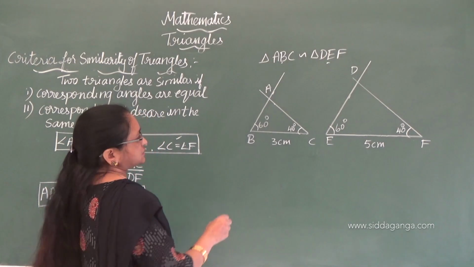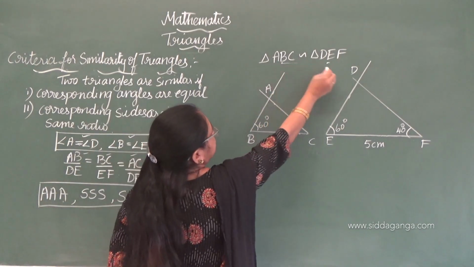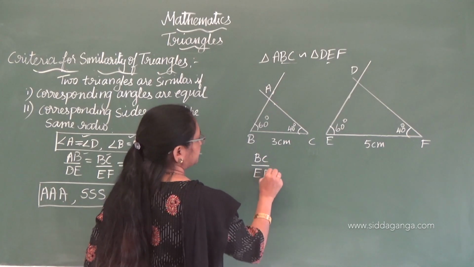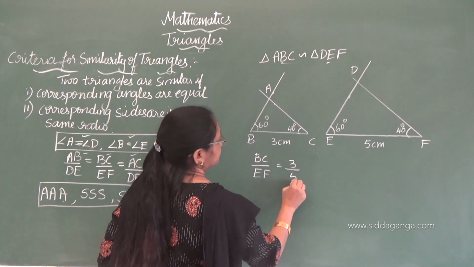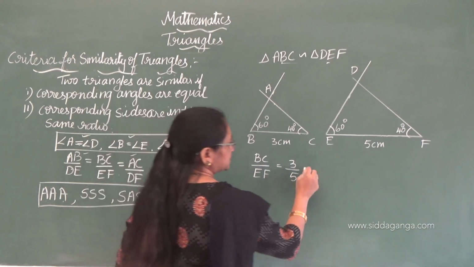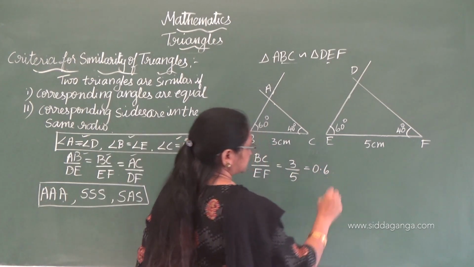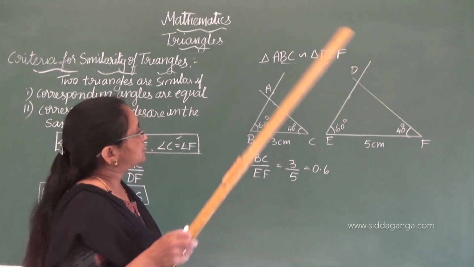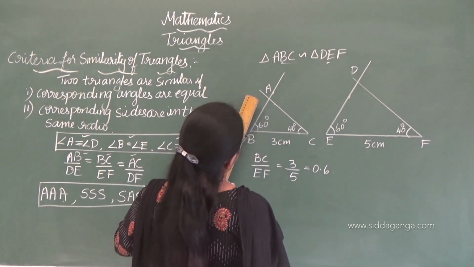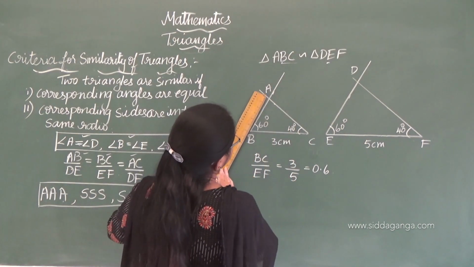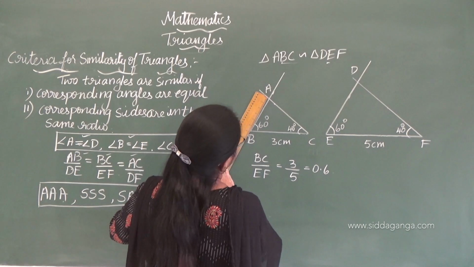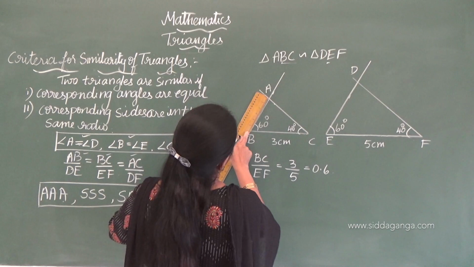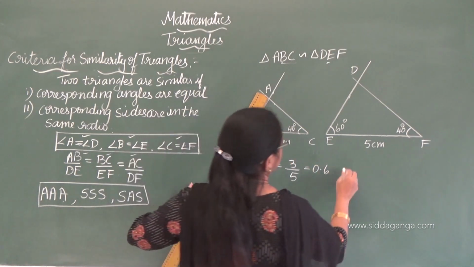Okay. Now let us check with BC by EF. So BC by EF will be equal to 3 by 5. So 3 by 5 means it is 0.6, correct? 0.6. Now let us measure these sides. You measure AB. AB is 6, which means here 2 centimeter for you.